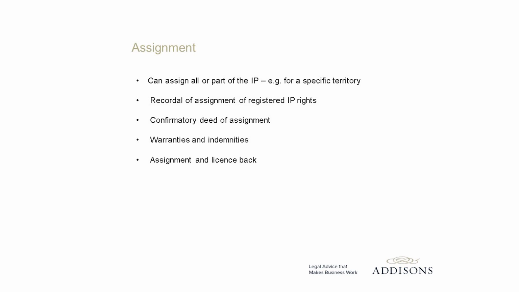Did you want to talk about some of the terms that you would have in an assignment deed? Yeah, so with an assignment deed, one of the key things that you want is for the assignor to warrant that they own the IP. So that's probably the most important thing. You might also try and get an indemnity from them, so that they indemnify you if there's a breach of the warranties that they give you.